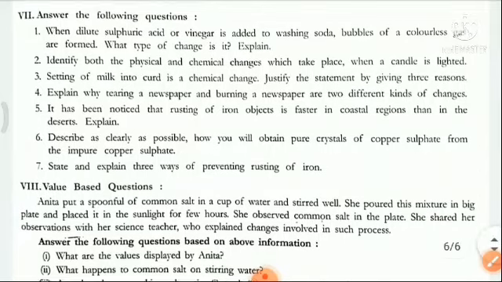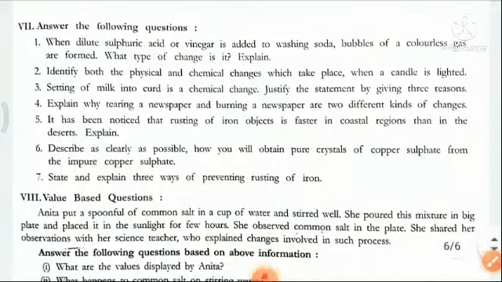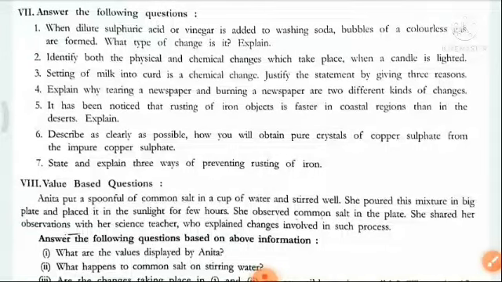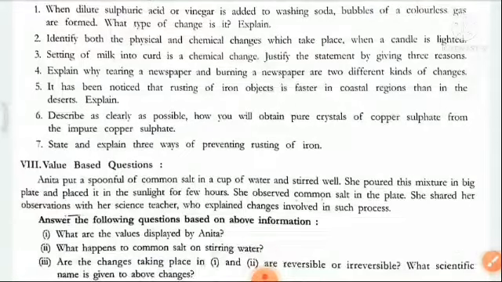Okay, now state and explain 3 ways of preventing rusting of iron. So what are the 3 ways you can write? You can write oiling and greasing, you can write galvanization, you can write making stainless steel. Yes, so these are the 3 ways, and we have 4 ways.